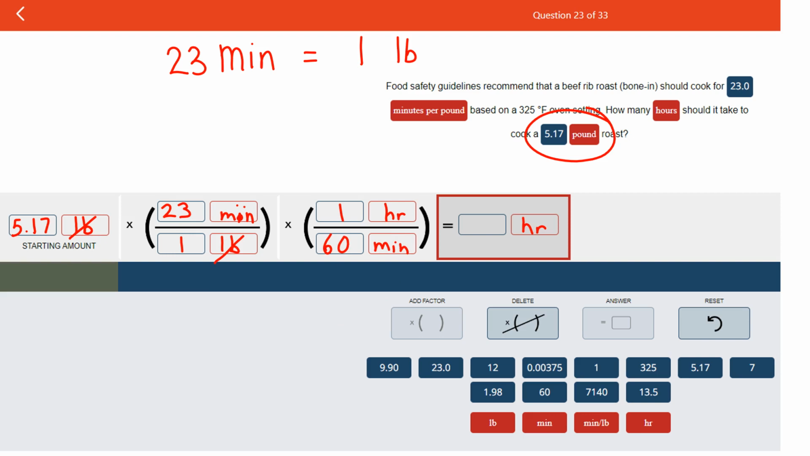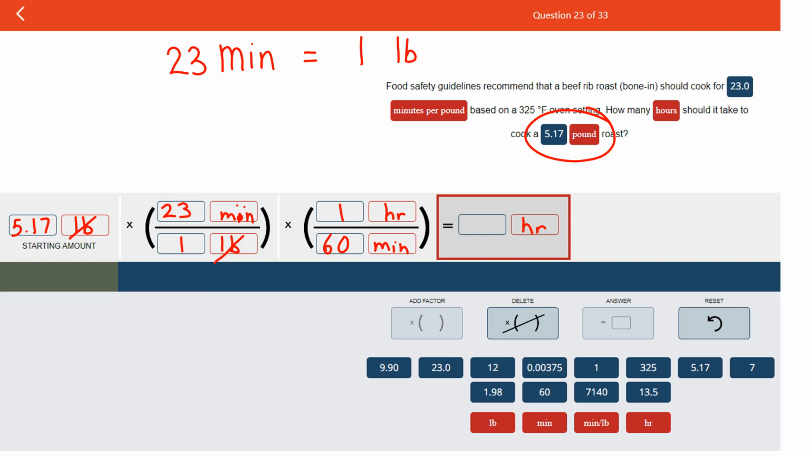Now, putting this in the calculator, most of the time I just put everything that I see in there. So I'll do 5.17, open parentheses, 23 over 1, close parentheses, open parentheses, 1 over 60, close parentheses. I just do it all as one thing. You can multiply everything across the top, divide it by everything across the bottom.